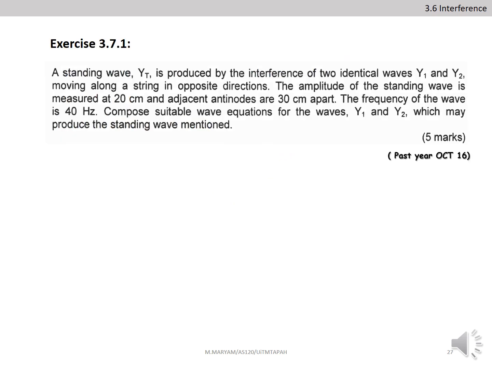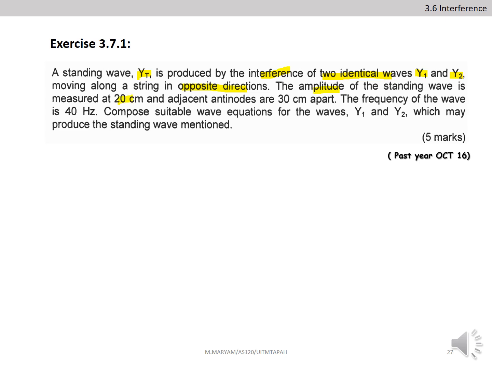Let's try another exercise. Right, a standing wave y(t) is produced by the interference of two identical waves. Identical means that the amplitude is the same, the wave constant k is the same, and the omega is also the same. That means the waves are identical, just the direction is different, which is represented by y1 and y2, moving along a string in opposite directions. That is the difference between these two waves. The only difference is the opposite direction.